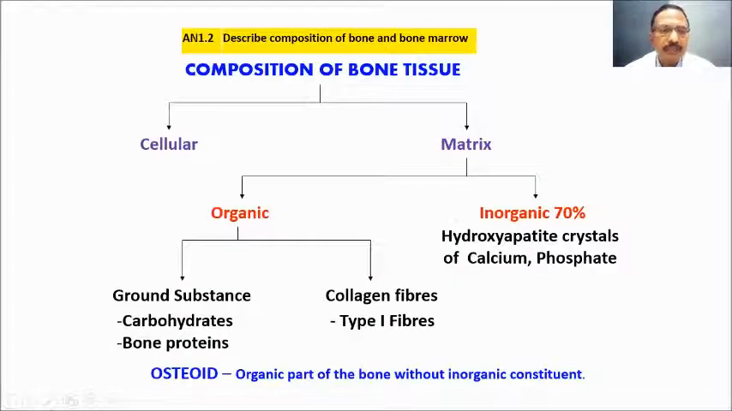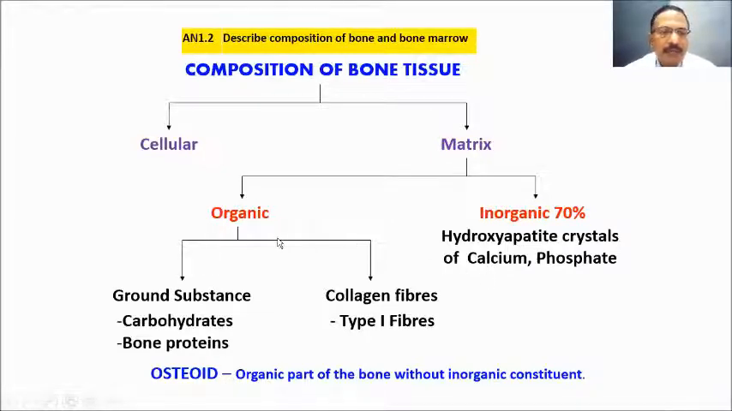What is the composition of bone tissue? Like any other connective tissue, it has cells and matrix. The matrix is secreted by the cells only. Here the matrix has both organic and inorganic components, and the inorganic components are more in bone tissue, made up of hydroxyapatite crystals of calcium and phosphate.